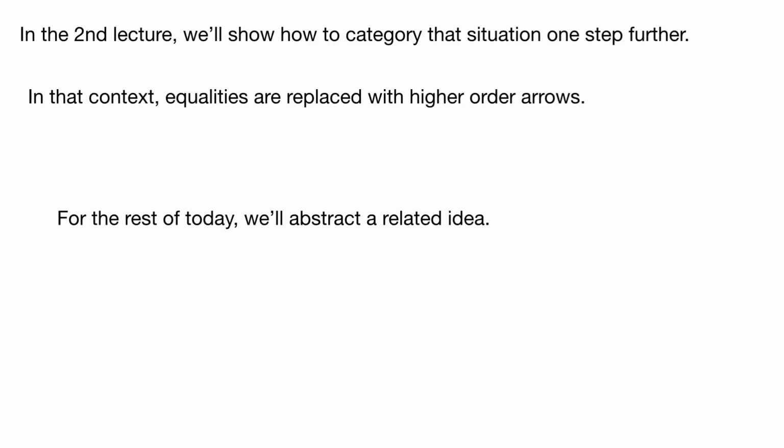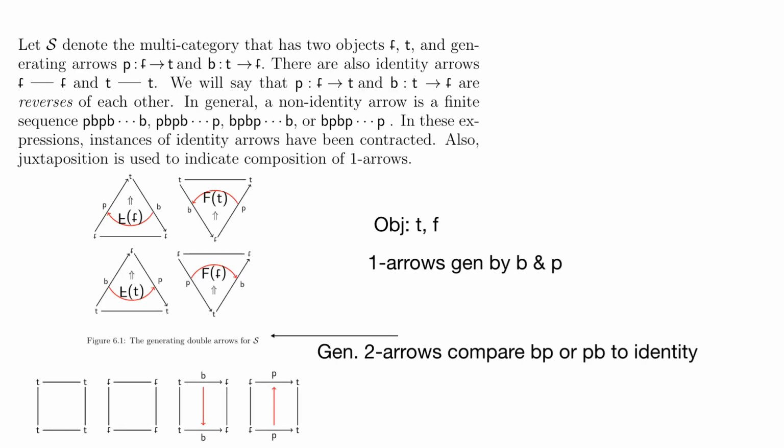Okay, so we'll take the category one step further, and in that context, equalities are replaced with higher order arrows. For the rest of today, we're going to abstract a related idea. So I want to have a multi-category. It has two objects. They're called from and to, F and T, and we're going to have generating arrows P from F to T and B from T to F. So if you think as moving from to to, then that's positive, and it's bad if you move to from.